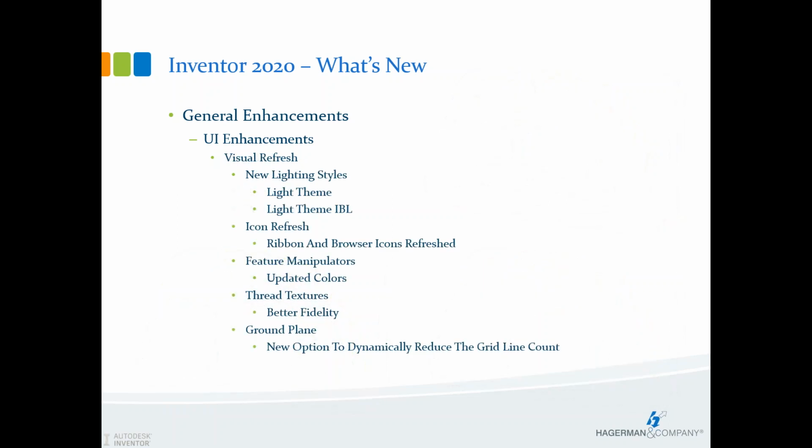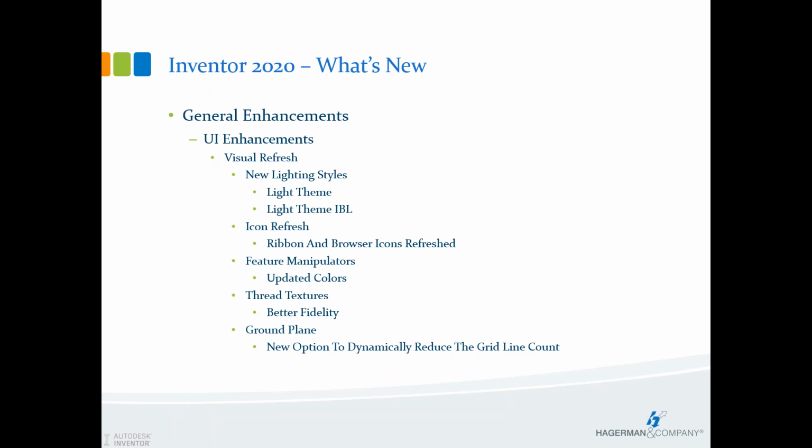Along with the UI enhancement, that light theme being the visual refresh, we have two new lighting styles, one called Light Theme that has the blue background going in the interface and the light theme across the top, and then we have the Light Theme IBL, the lighting environment that is added as well. It puts the lights in the right area shining down on the model, making the ambient shadows and the ground shadows pop a little more. The icon refresh across the ribbon in the browser.